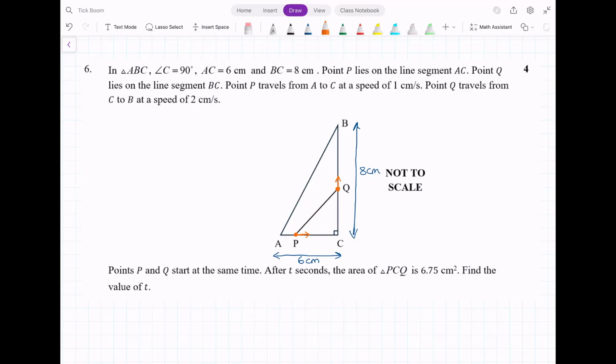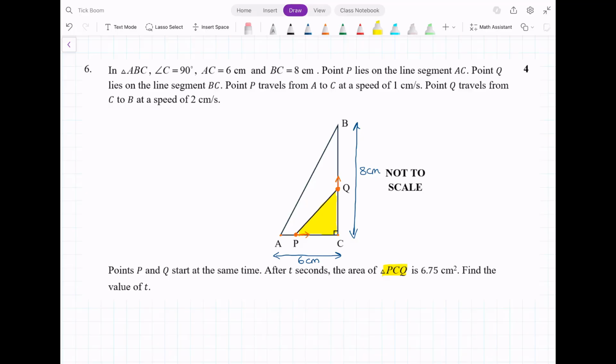We're told that points P and Q start at the same time. So P would have been at point A, and Q would have been at point C, and then they start moving at the same time. And after T seconds, the area of triangle PCQ, which would be this triangle here that I'm shading in yellow, is 6.75 centimetres squared. Find the value of T.